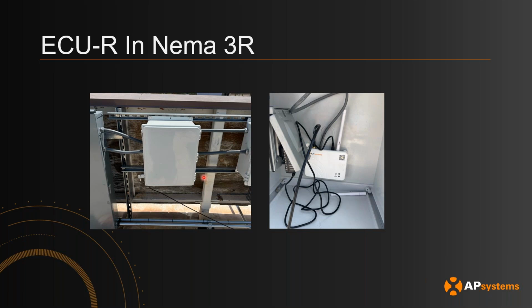Here's another example of putting the ECU inside of a box. This one I have here is the ECU-R. So that's something that you can do to put the microinverters onto the roof to get a little bit closer.